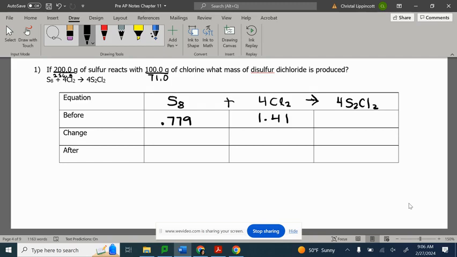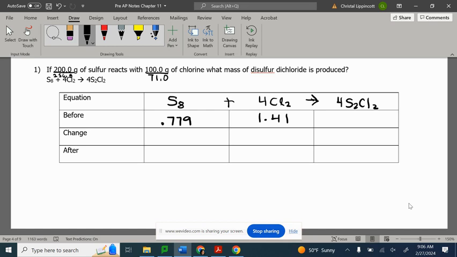Now, just looking at these two numbers, you're like, oh, I've got less of this stuff. That must be my limiting reactant. But it doesn't work that way because you're going to use 4 times this for every one of these. So 4 of these for every one of these. So you've got to go back and find clouds for these.